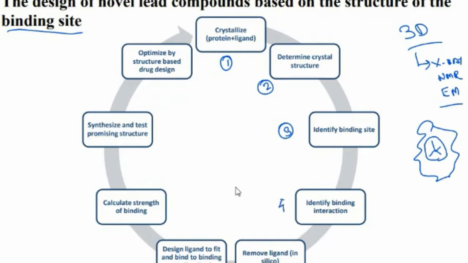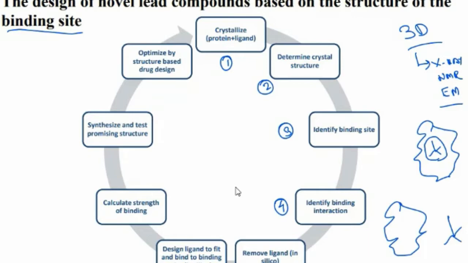The fourth step: once we have identified the binding site, we can easily get to know what types of interactions take place between the drug molecule and the protein molecule. So identification of the binding interaction is the fourth step. Once you have done up to the fourth step, we have to separate the protein molecule and the ligand molecule. This is what I actually did and gave to you for your second and third exercises, flexible docking and rigid docking.